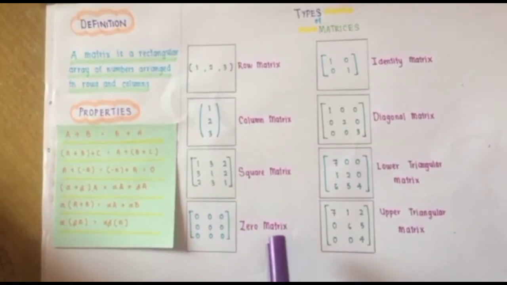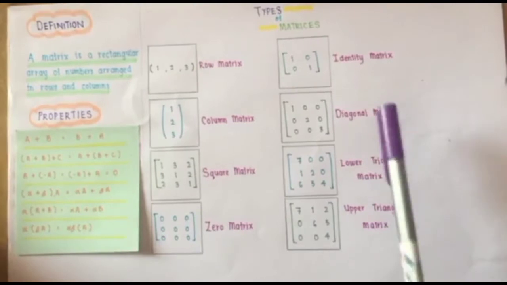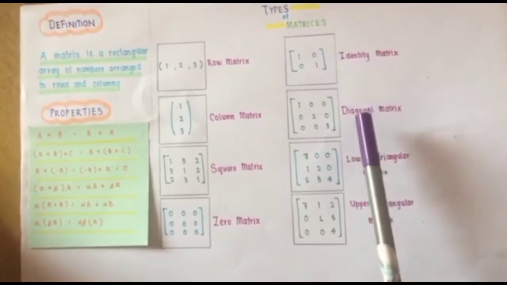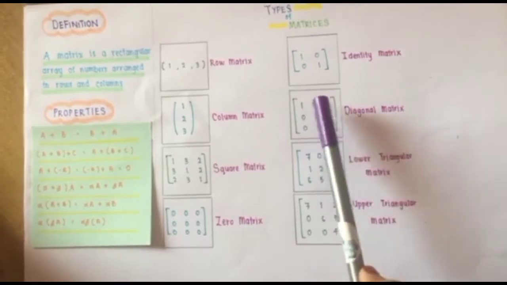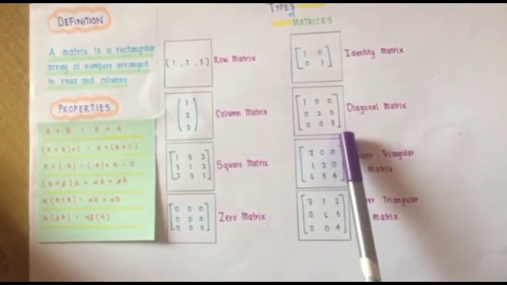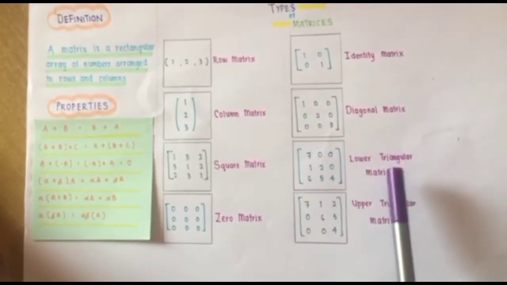Zero matrix means that all the numbers in the matrix are 0. Identity matrix. This is how the identity matrix looks like. Diagonal matrix consists of 0 up here and 0 down here. So this is the diagonal matrix, 1, 2, and 3. The next one is lower triangular matrix.